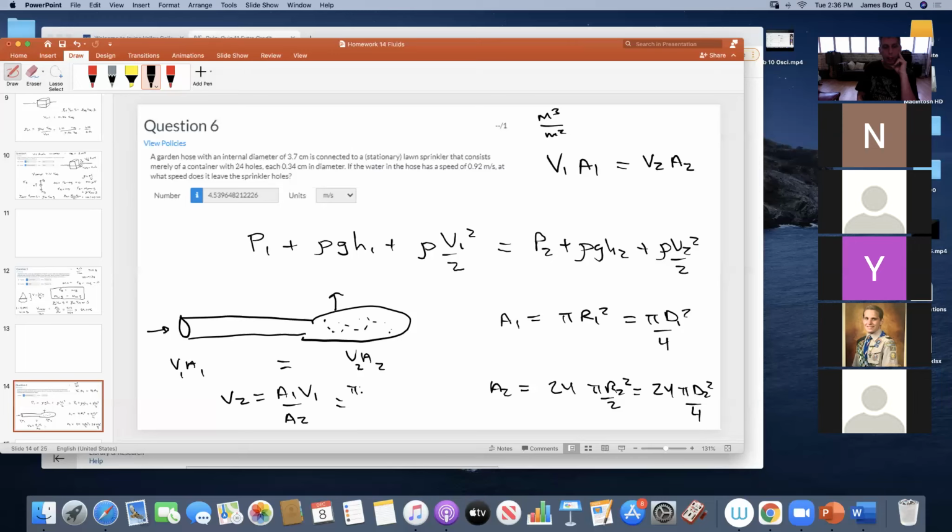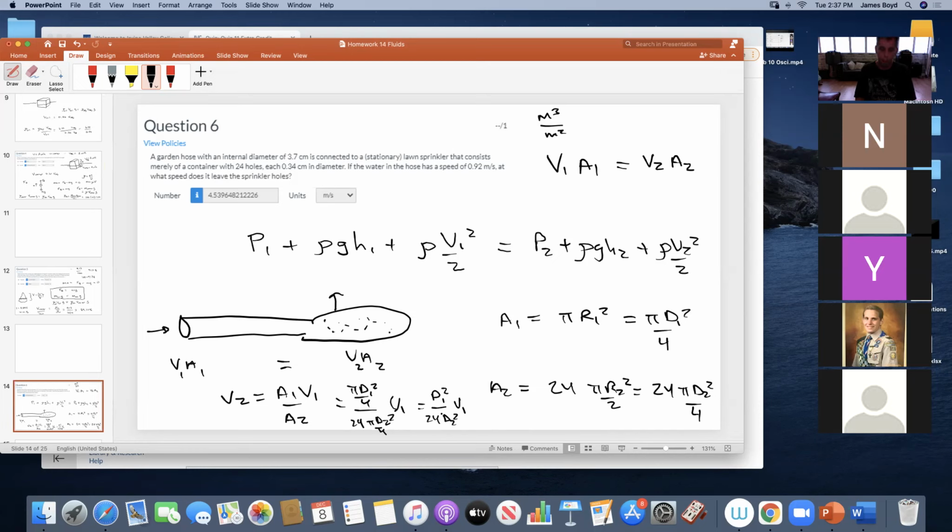A1 is pi times D1 squared over 4. A2 is 24 pi D2 squared over 4, and V1 is, well, V1. This all cancels the pi over 4. So what you get is D1 squared over 24 times D2 squared times V1, where D1 and D2, you can again leave as centimeters. You don't have to convert them because as long as D1 and D2 are in the same units, everything's cool. So we get 3.7 squared over 24 times 0.34 squared times 0.92, which was the velocity.